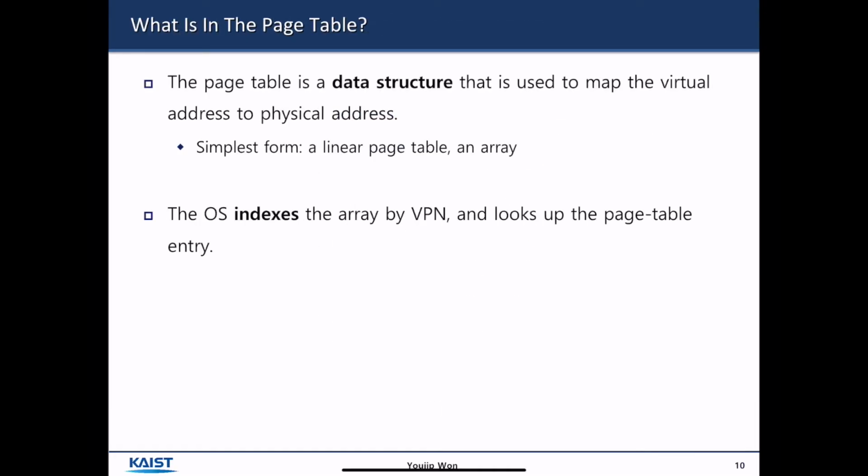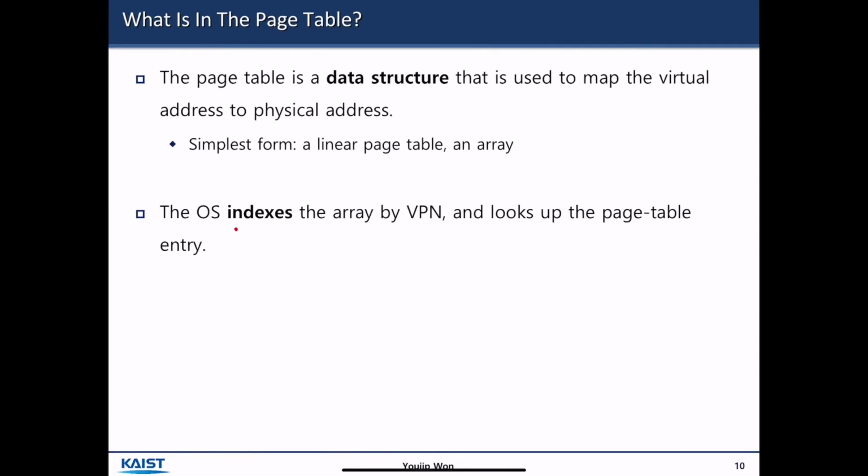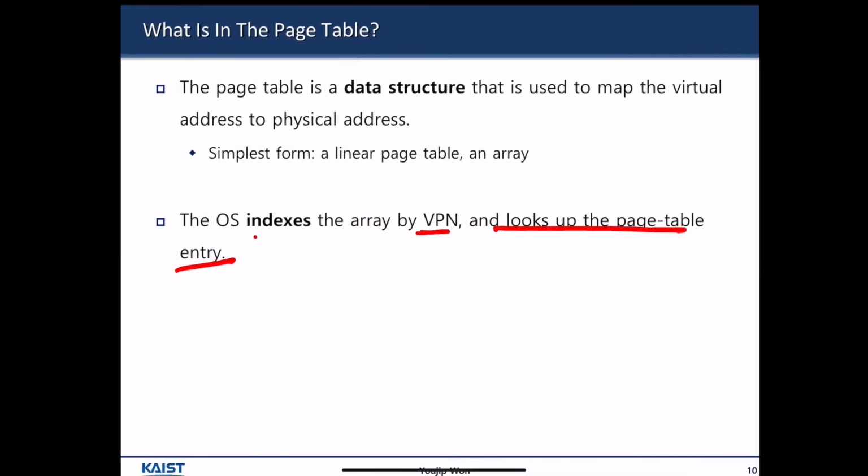And let's look at the format of the page table. The page table is the data structure that is used to map the virtual address to the physical address. So the simplest form of page table is a linear page table, an array. So the OS indexes the array by virtual page number and then looks up the page table entry. Let's look at the details of the entry.